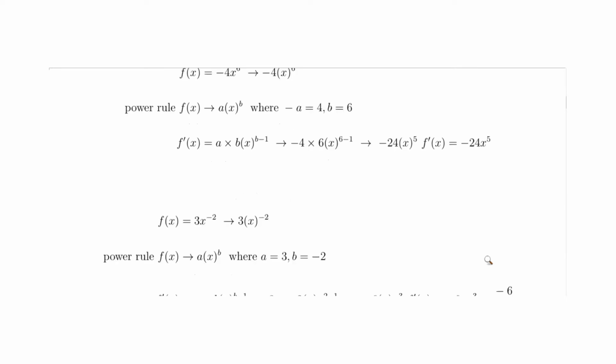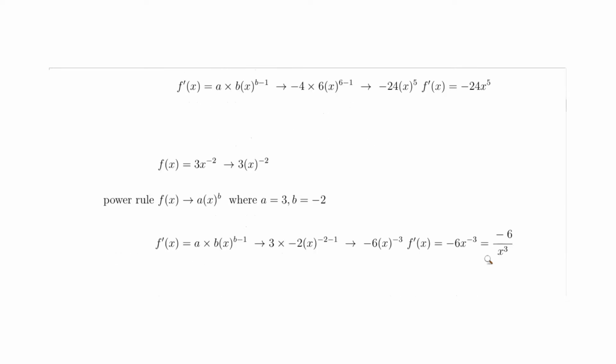And next we've got one now with a negative exponent. So 3 times x to the power of minus 2. We could also call this 3 over x squared, but we're going to write it like this because it's the easier way to do a derivative. So our function is, again, break it down, 3x to the minus 2. 3 is the coefficient, minus 2 is the power. So a is 3, b is minus 2.